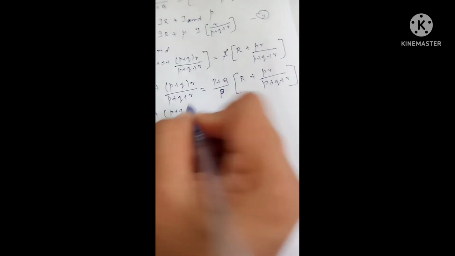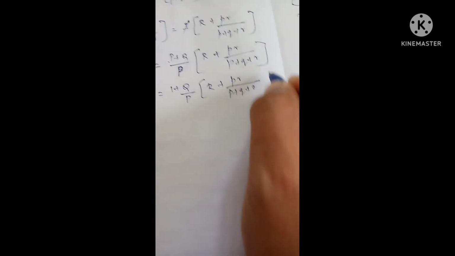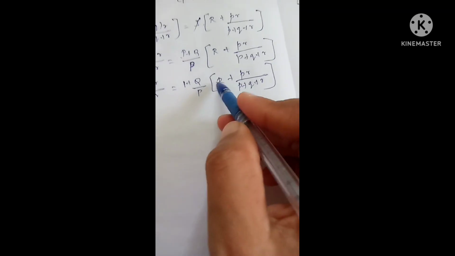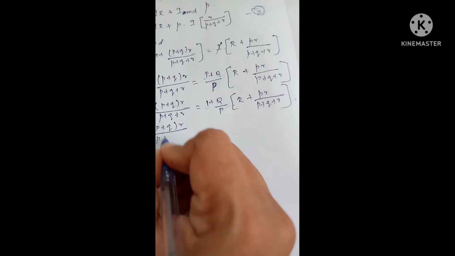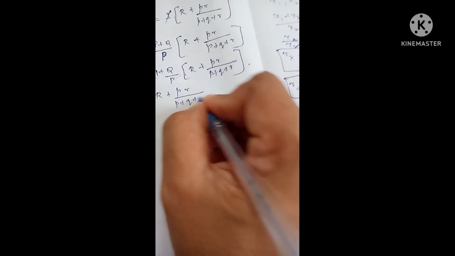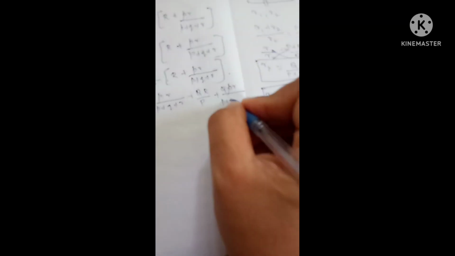So the next step, I am going to divide this P plus Q by P, so it changes as 1 plus Q by P into R plus PR by P plus Q plus R. So here we have bracket, so multiply this into this, so R plus S plus P plus Q into R by P plus Q plus R is equal to R plus PR by P plus Q plus R is equal plus Q into R by P plus Q PR by P plus Q plus R.